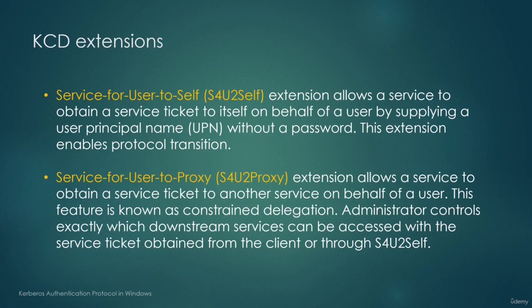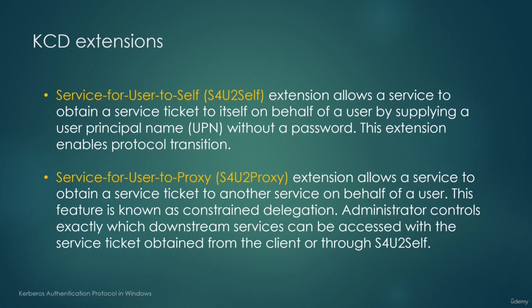Service for user to self extension allows a service to obtain a service ticket to itself on behalf of a user by supplying a user principal name without a password. This extension is known as protocol transition. Service for user to proxy extension allows a service to obtain a service ticket to another service on behalf of a user. This feature is known as constrained delegation.